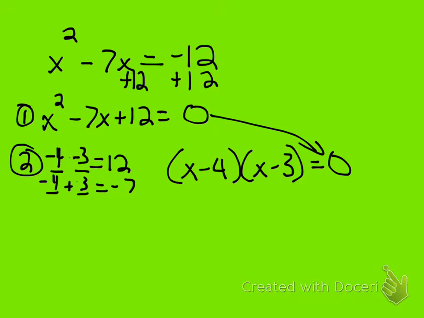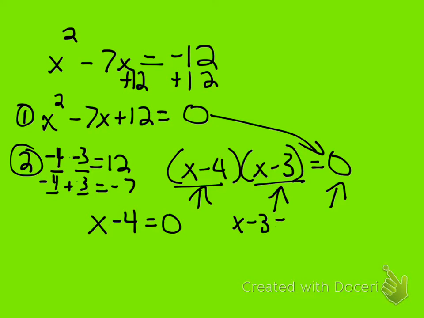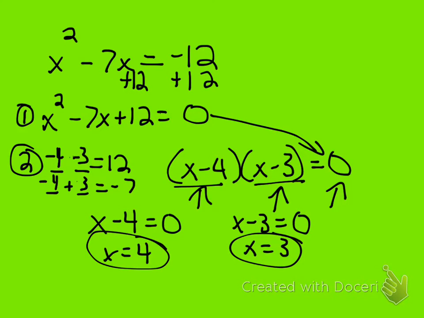So now to solve the equation, to figure out what my values of x are, I set each of my factors equal to 0 because one of these factors has to be equal to 0 in order to get a 0 on the right side so that we're equal on both sides of the equal sign. So x minus 4 equals 0, x minus 3 equals 0, so x equals positive 4, x equals positive 3. That is how you solve a trinomial equation. So do your best on the questions.